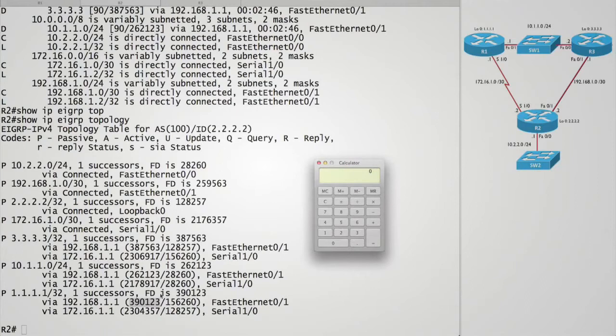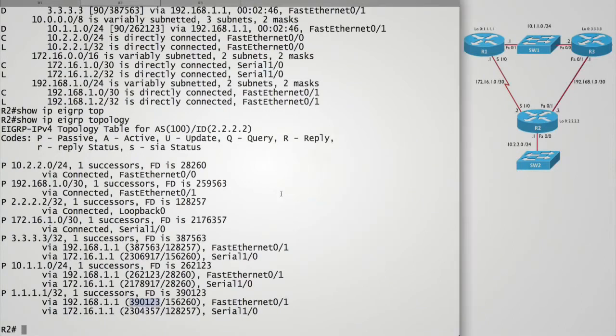So here's what we do. If I want to load balance across this link, here's the easy way to calculate the variance. We're going to take the worst acceptable feasible distance, divide by the best feasible distance, and then round up. In our case, we'll take 2,304,357, and I'm going to divide by my best feasible distance, which is 390,123, and that gives me 5.9 roughly. We have to use an integer when we specify variance, and 5 would not be enough. We have to round up. We have to say we want a variance of 6.